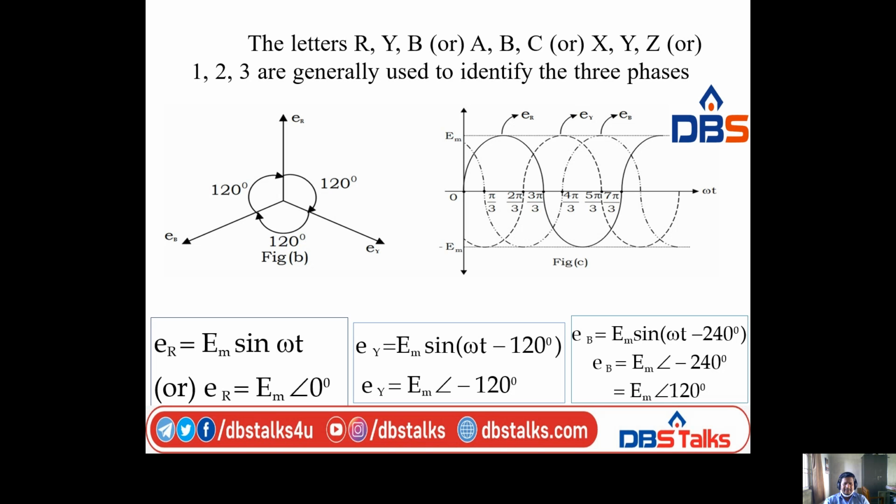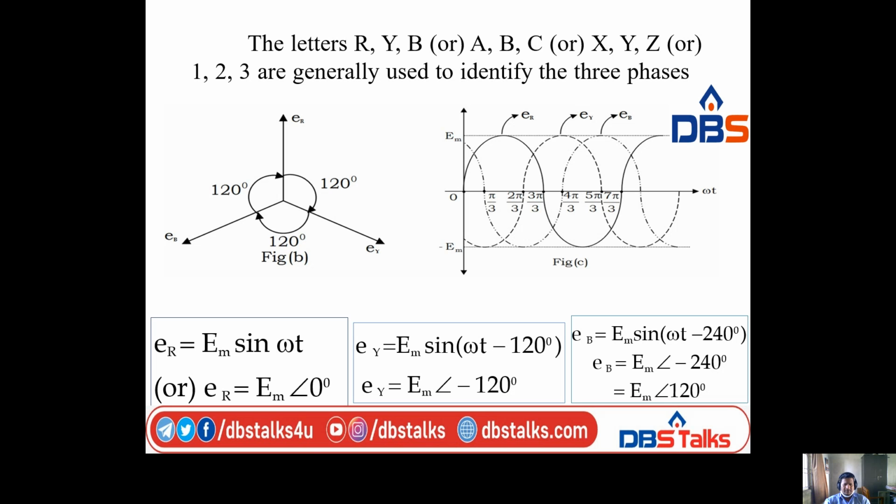And last one, EB. EB is equal to EM sin omega t minus 240 degrees. Why? Because the B phasor will start 240 degrees after the ER. That is nothing but after 240 degrees, EB will start. That's why EB is equal to EM sin omega t minus 240 degrees.